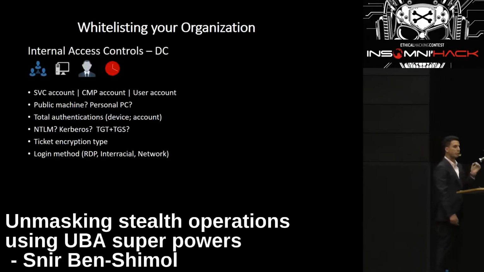And I want to check which of the machines are personal computers. What is the authentication amount of each machine? The authentication amounts and places for each user. If the user or the service usually authenticates using NTLM or Kerberos, and I have the TGT and the TGS for the same machine, then I can know that nothing happened there. The encryption type of the ticket is also important. We will talk about it later on.